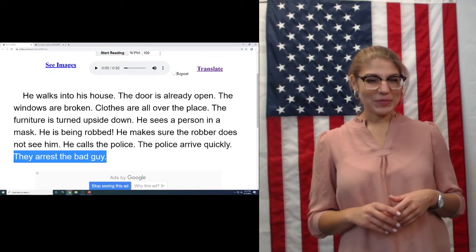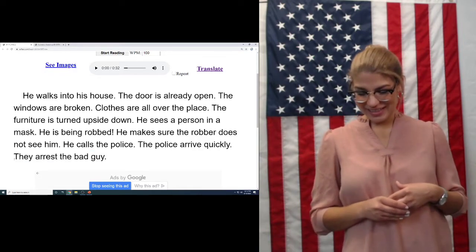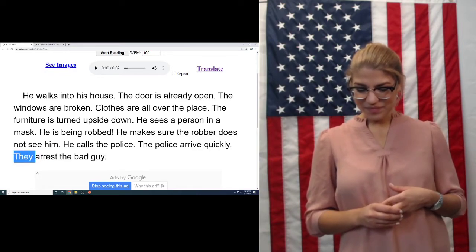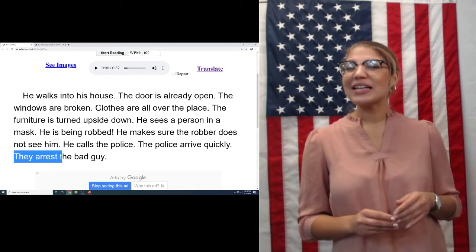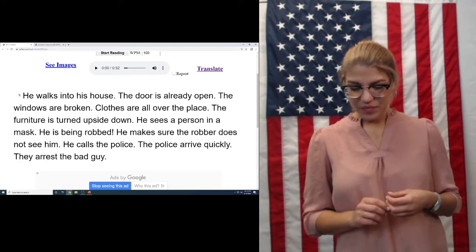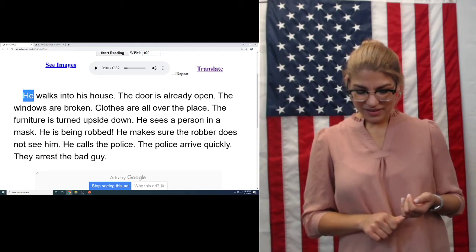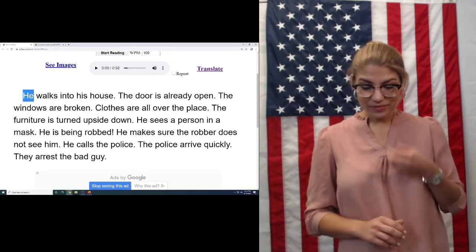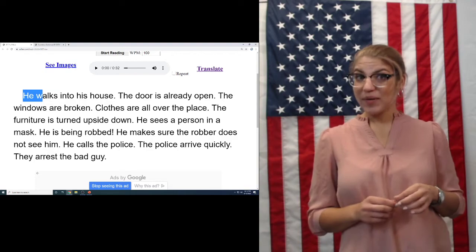Ooh, we have some good vocabulary words today. Let's read one more time for the pronunciation. Arrest is a nice word, though. All right, are we ready?